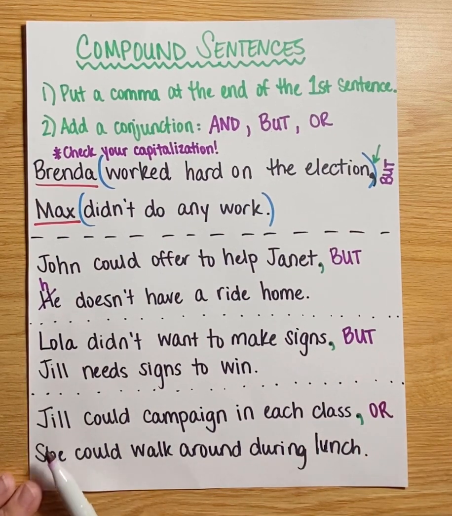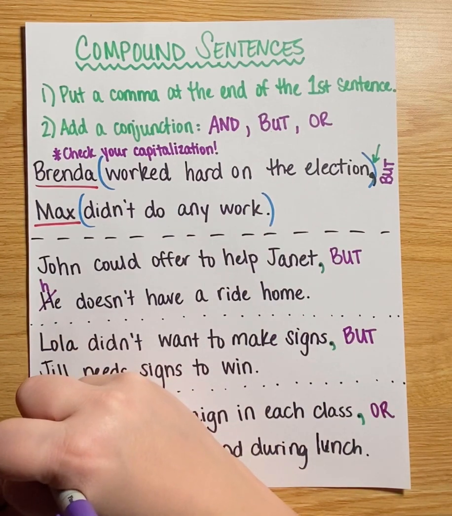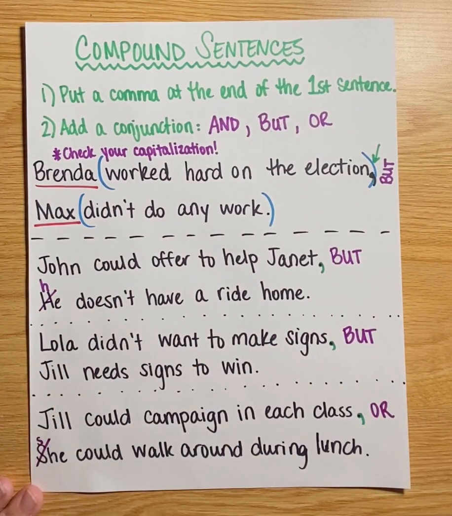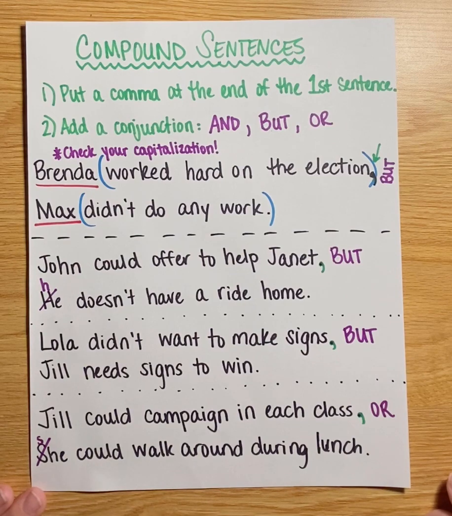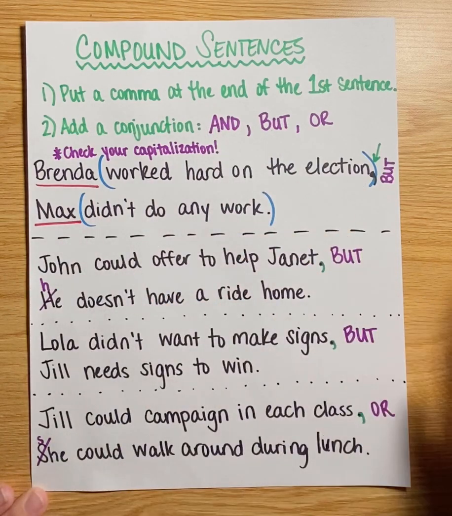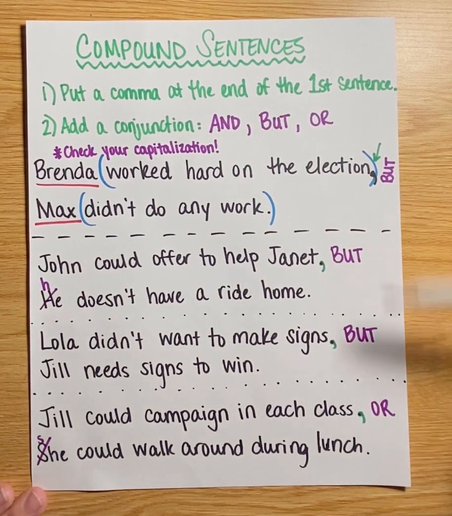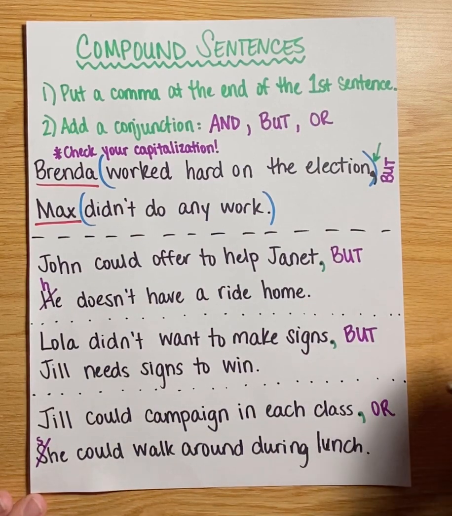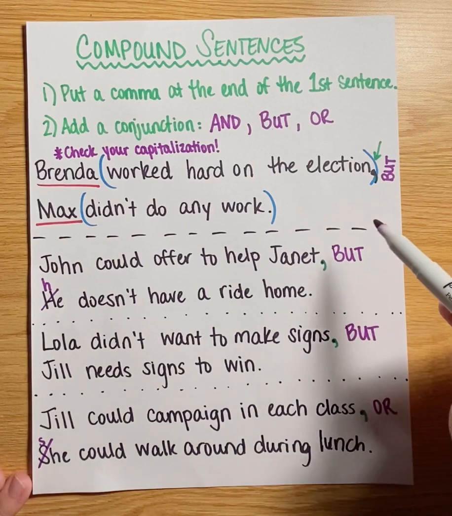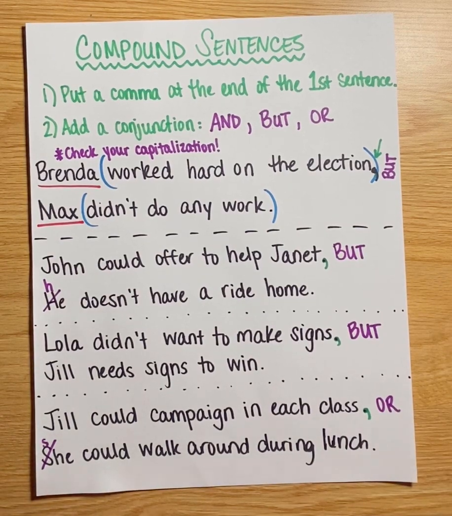And I'm going to read it one more time just to be safe. Jill could campaign in each class, or she could walk around during lunch. Also, extra step, check that capitalization. We're going to make that S lowercase because we're combining our sentences. Let's find one with and. I think this one up here could have been and, right? Brenda worked hard on the election and Max didn't do any work. Okay? I think you could do any of these on some of these sentences. You could kind of switch them out, but there you go. But compound sentence. Whatever sounds best to you, you might want to check, okay? So go back through and check, reread it again, check that capitalization, and make sure it all fits together nicely.